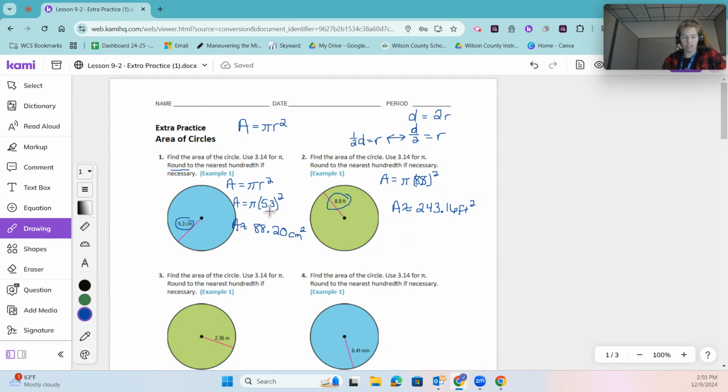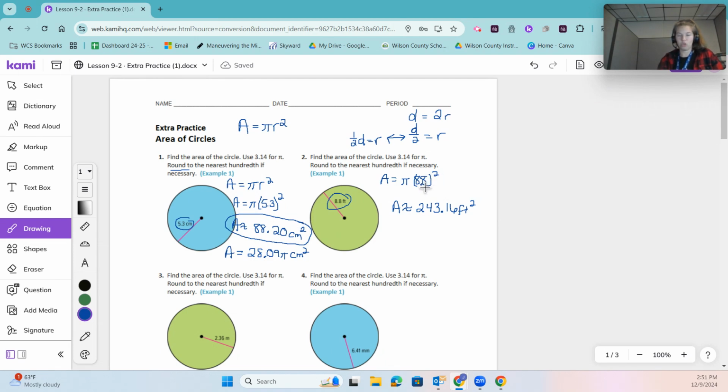Now, if it was asking for the exact area of these, I would just do this first part here, the 5.3 squared, and that would give me area equals 28.09 pi centimeters squared. So you would not multiply out by that pi if they want an exact answer. But this problem is asking you to round, so these would be the correct answers.